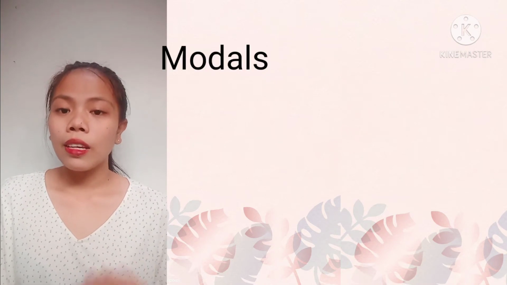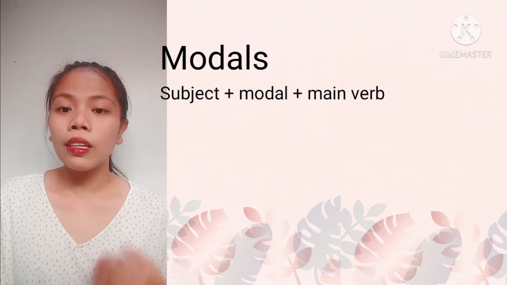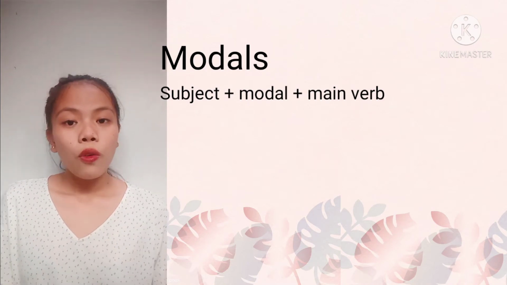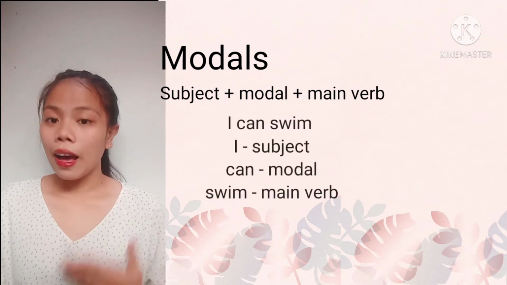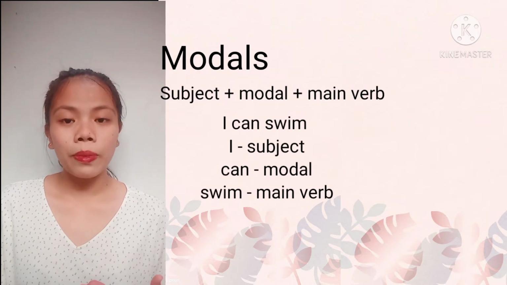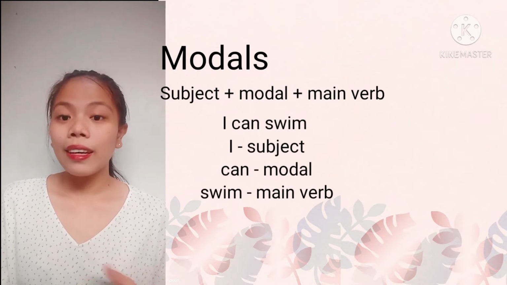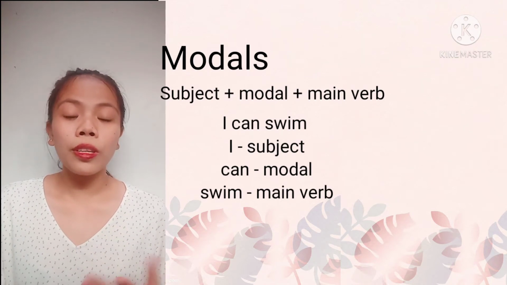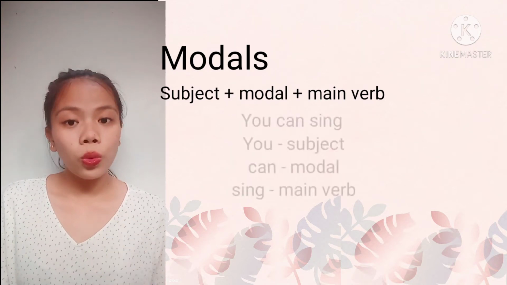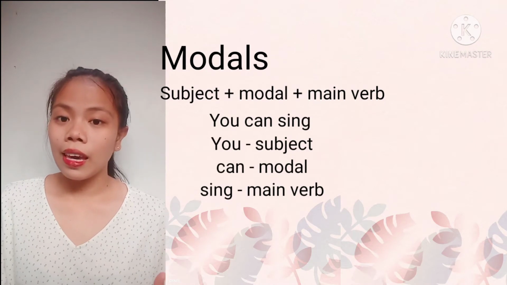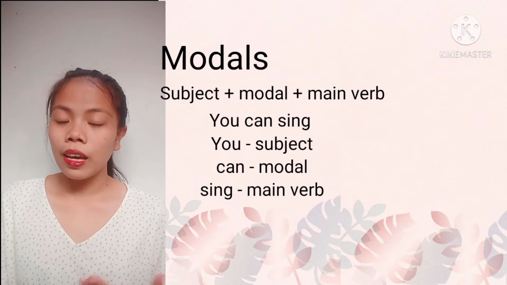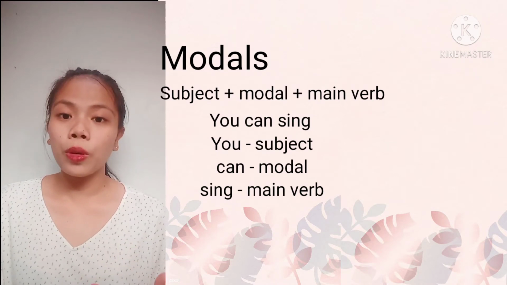Those words are called the modals. They come along together with the action word, but for this video, I will call it the main verb. For example, I can swim. I is the subject, can is the modal, and swim is the action word or the main verb. You can sing. You is the subject, can is the modal, and sing is the main verb or the action word.